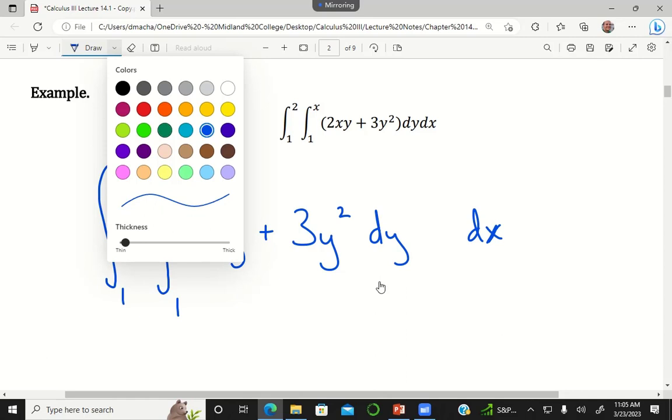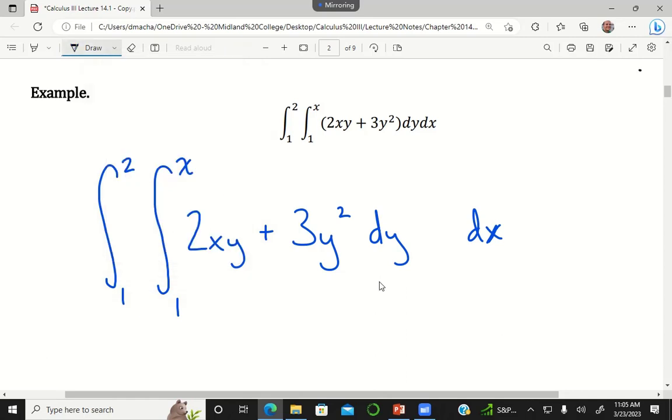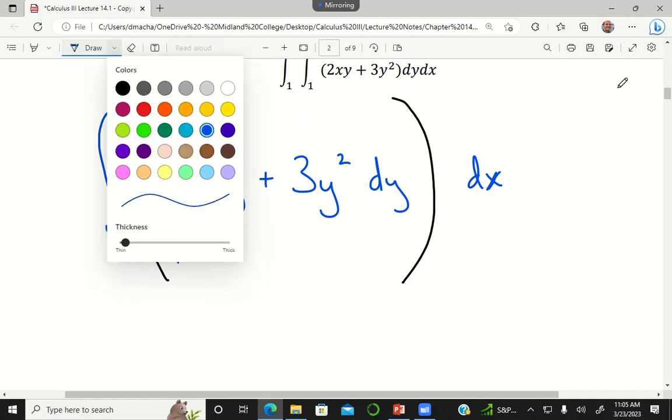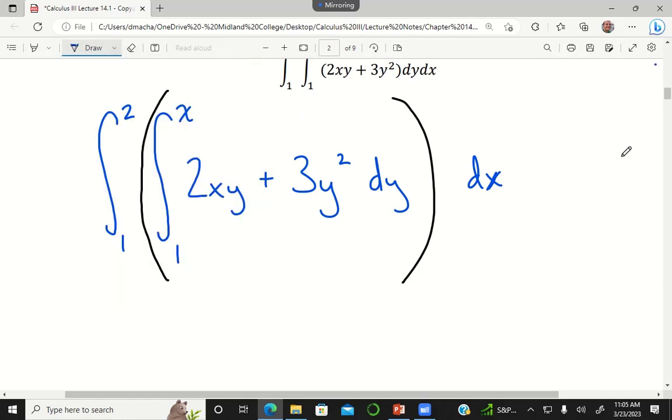So the first thing we're going to do is just solve the inside integral. And then we're going to solve the outside integral after that. But really there's no part of this that's brand new or really difficult.